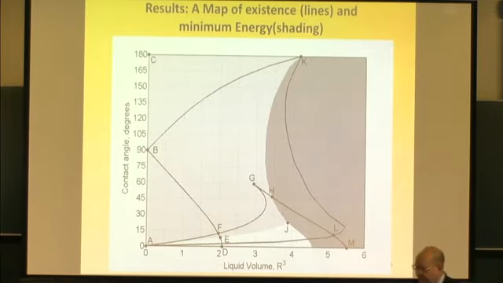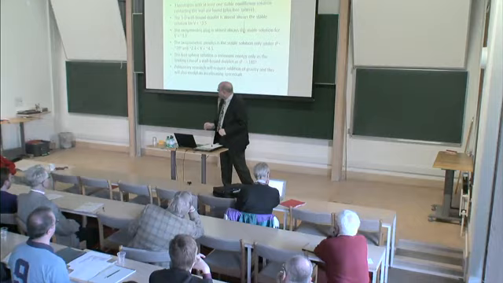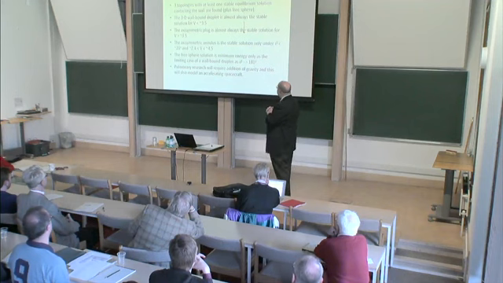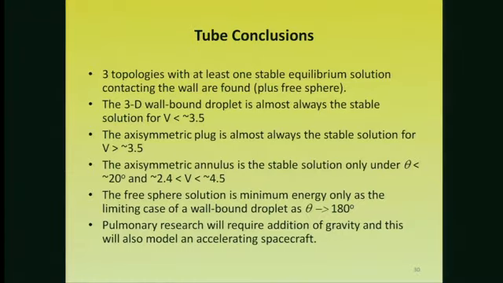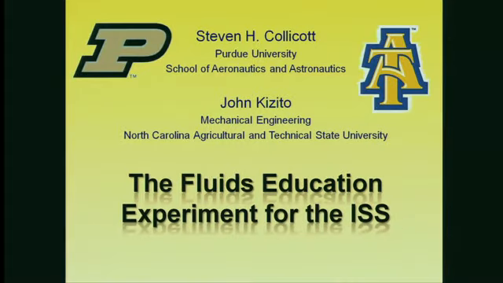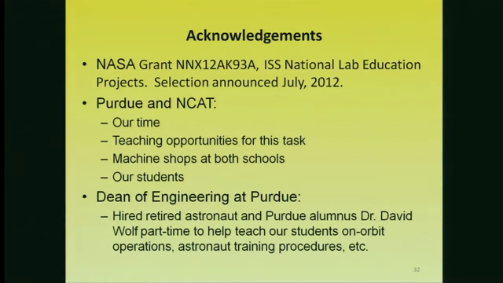Again, it was motivated by a question of where is the liquid and how big is it, and a number of conclusions came out of that. The free sphere was really only the limiting condition for blowing up a 180-degree bubble in the tube. This has recently led into the fluids education experiment for the International Space Station. John Kasito at North Carolina A&T State University is my co-investigator on this. Let me tell you about this part here. So NASA picked us almost 2 years ago. We're funded out of the National Laboratory Education Projects of the International Space Station.